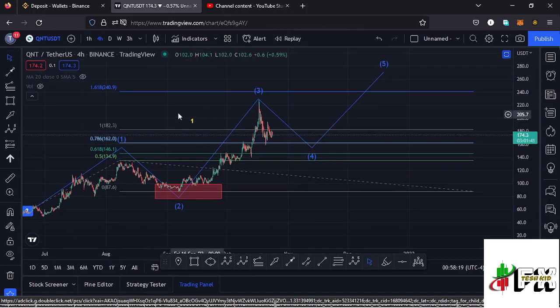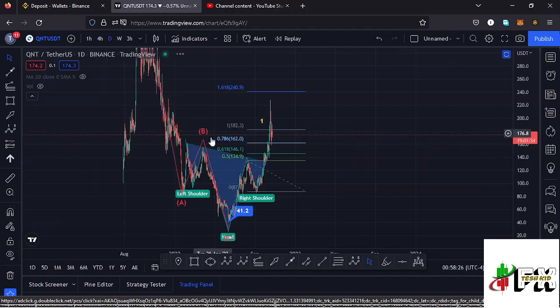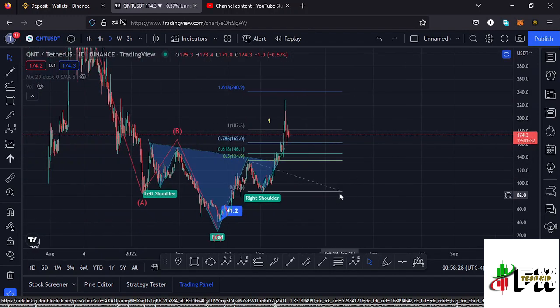And before I get to the key movements that we have information on right here, I want to go back to the daily chart so that we can see a key structure that we have information on here on the daily chart.